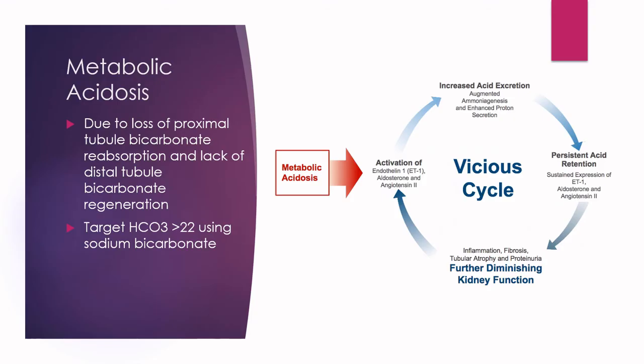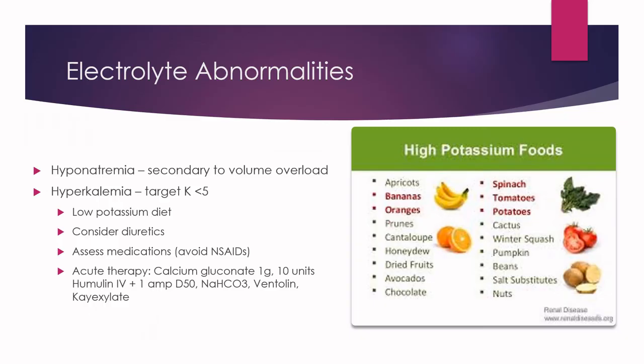Metabolic acidosis is a complication that results due to the loss of proximal tubule bicarbonate reabsorption and the lack of distal tubule bicarbonate regeneration. This can result in a vicious cycle due to the activation of endothelin-1, aldosterone, and angiotensin II that can result in inflammation, fibrosis, tubular atrophy, and proteinuria, which can further diminish kidney function. Sodium bicarbonate is used to target a bicarbonate level of greater than 22.